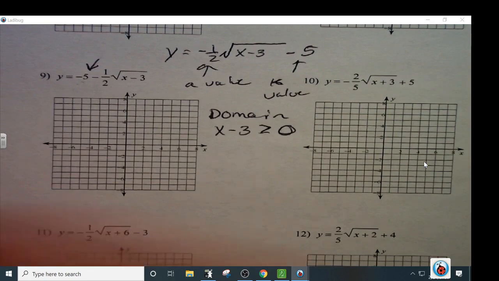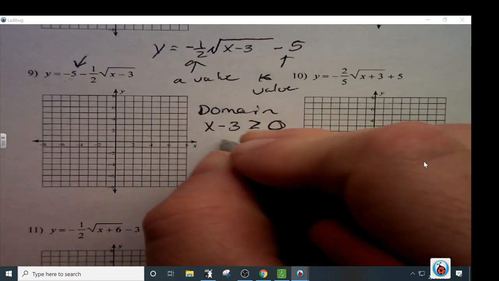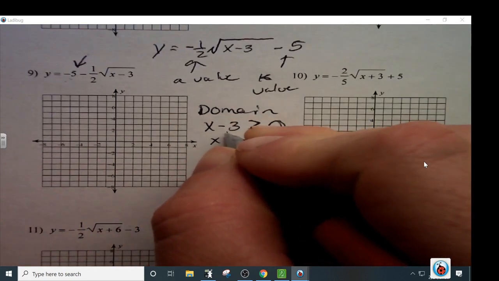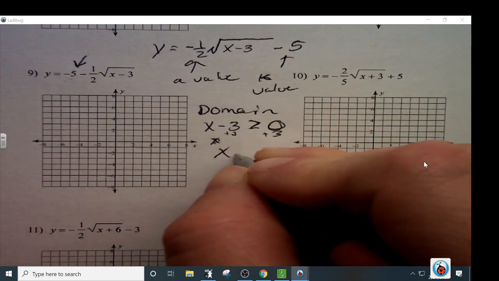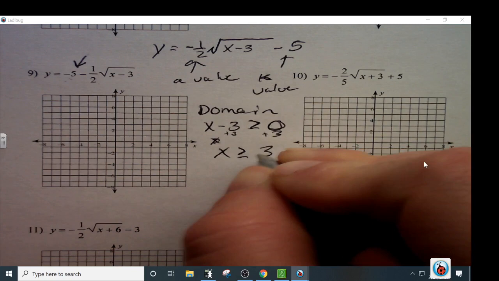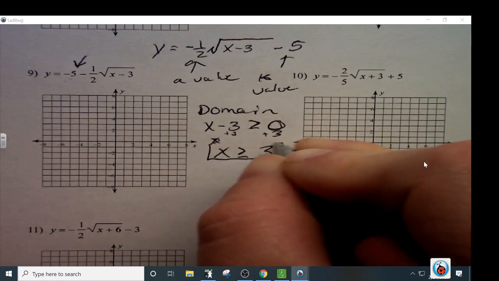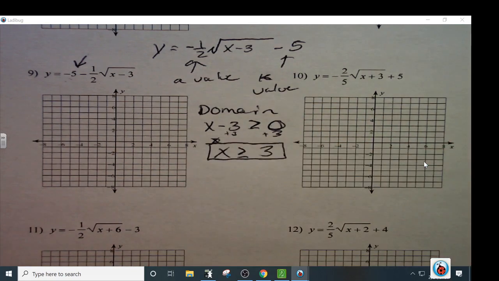What do you think my range is going to be? Well, let me finish it up. I'm going to add 3. That'd be x greater than or equal to 3. That's my domain. X value is greater than or equal to 3.